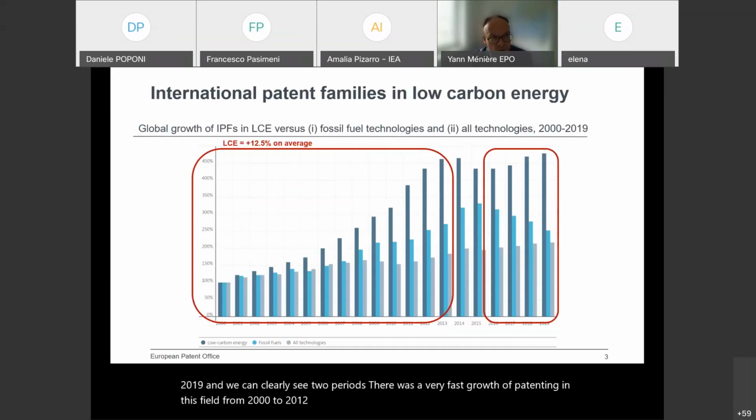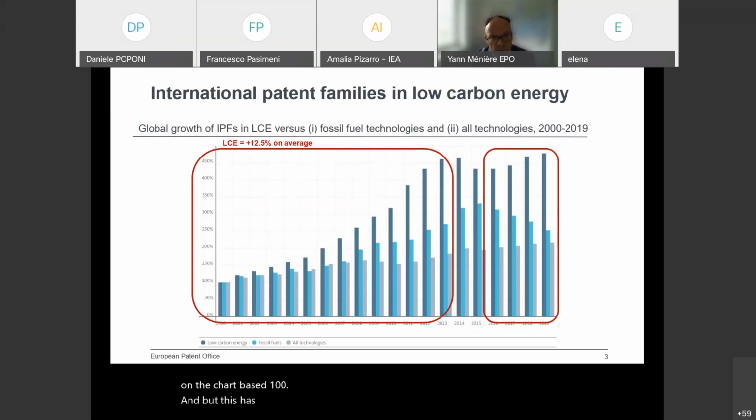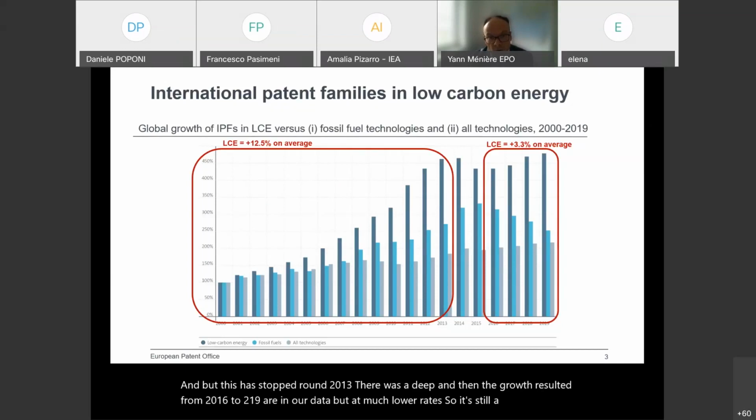Actually at an average growth of 12.5% per year. That's very fast, much faster than all other technologies, which are in light gray on the chart, base 100. But this has stopped around 2013. There was a dip, and then the growth resumed from 2016 to 19 in our data, but at a much slower rate. So it's still a significant average yearly growth rate of plus 3.3%, but much slower than before. And that's a bit worrying given the challenge of the technologies that are to develop in that field. So that's the dark side of this result.